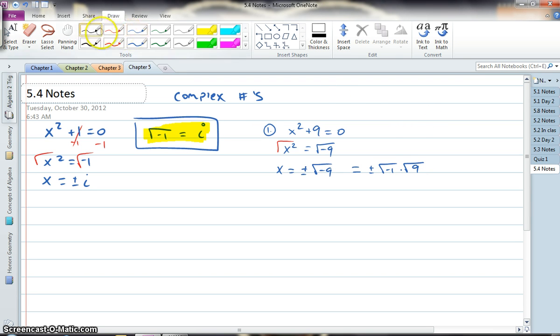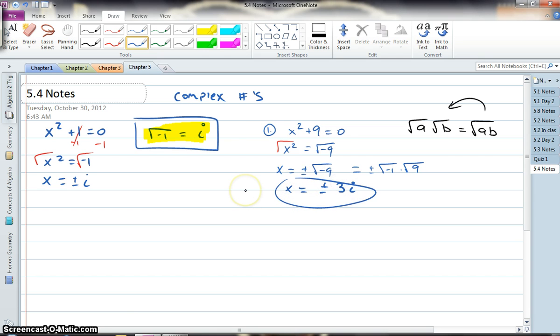So the general terms of that would be the square root of a times the square root of b equals the square root of ab. And normally we multiply, but this time we want to separate them so that we can get the solution of plus or minus, oh, I'm getting ahead of myself, plus or minus 3i. All right, so that's our final solution. x is equal to plus or minus 3i.